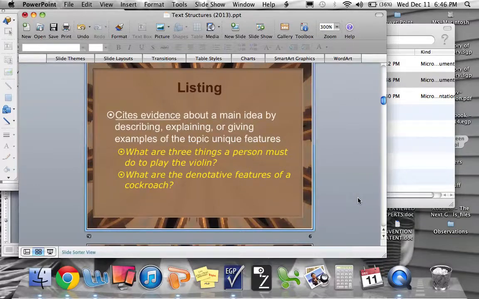Listing is citing evidence about a main idea by describing, explaining, or giving unique characteristics or features. For example, if I asked you, what are the three things a person could do to play the violin? Or if I asked you, what are the denotative features of a cockroach? These would be examples of listing.